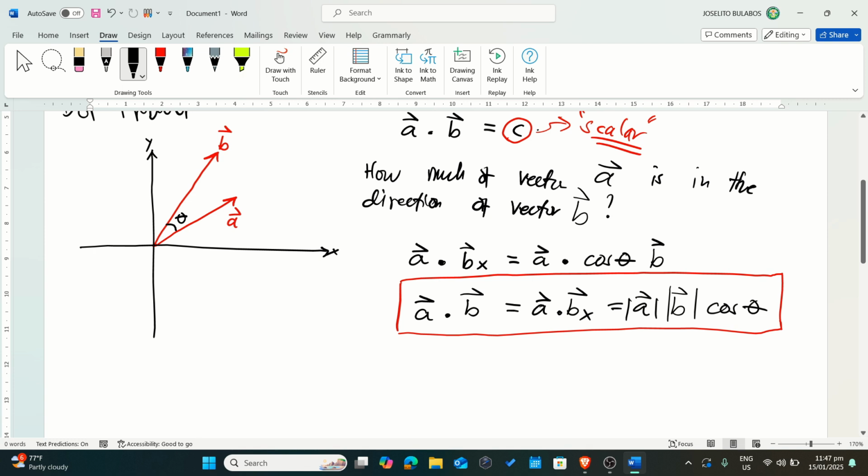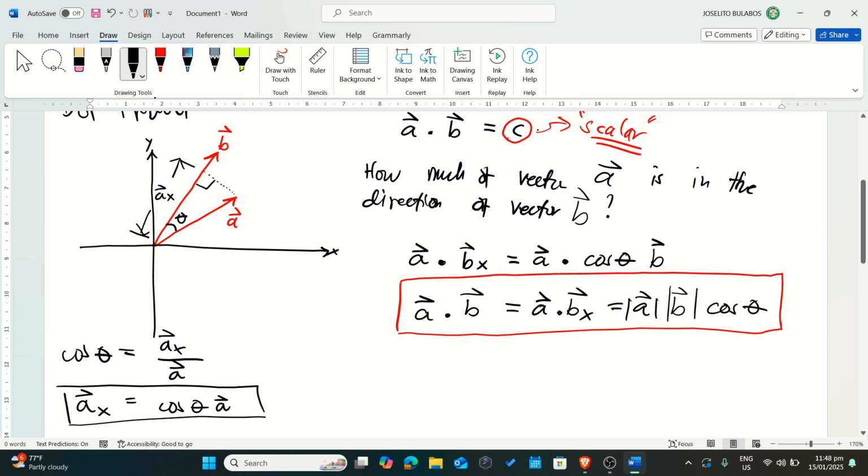Let's say we extend a line like this, and we are asked to solve for how much of vector A is along the direction of vector B. In that case, we end up with cosine theta equal to Ax over A, and therefore the value of A along the direction of B is A cosine theta.